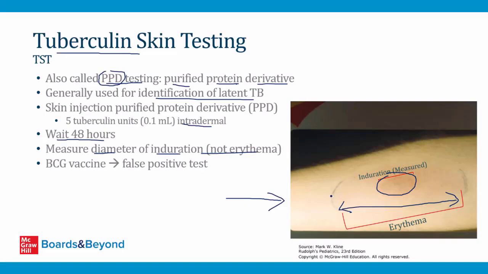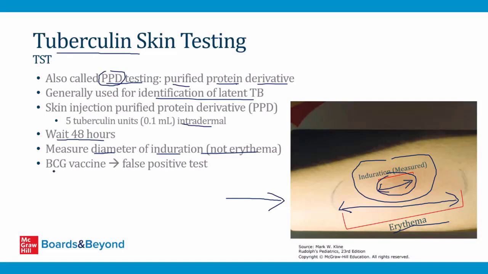What you do to determine whether this test is abnormal or not is you measure this diameter here, the diameter of the indurated skin area, not the diameter of the erythematous area. And I'll show you in a minute how you measure this area and use it to determine whether or not the patient has latent tuberculosis infection.